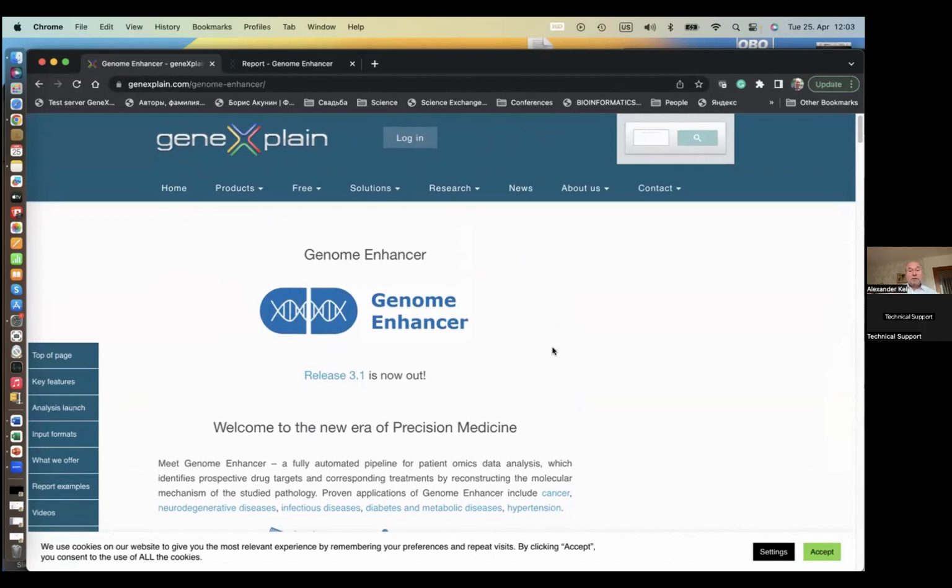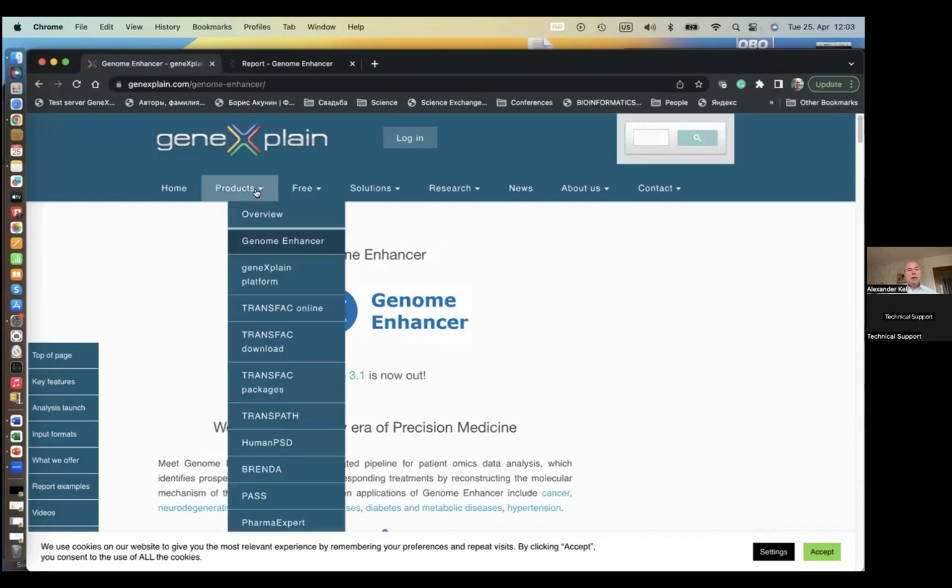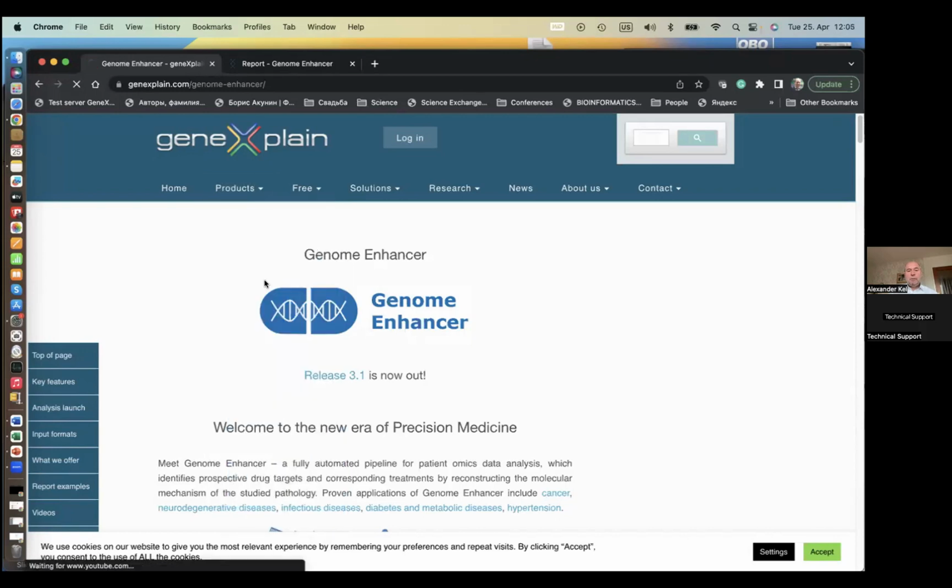So we have various models for the Genome Enhancer. You can buy the license for the whole year, or you can buy it for a shorter time. So that's all possible. As for the free products, we have the geneXplain platform.